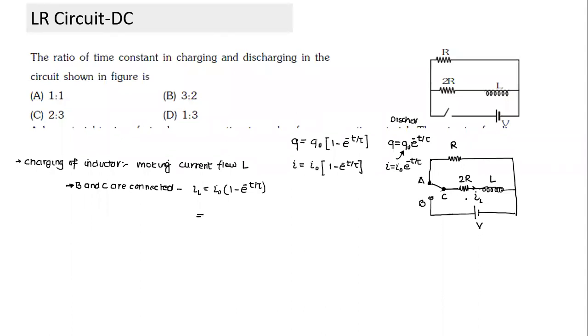What will be I naught? In place of I naught, I can substitute E by 2R, that's the EMF of the loop divided by 2R. That will be the final current which will flow through when it is fully charged. And the tau value will be equal to L by R, so it will be L by 2R here.